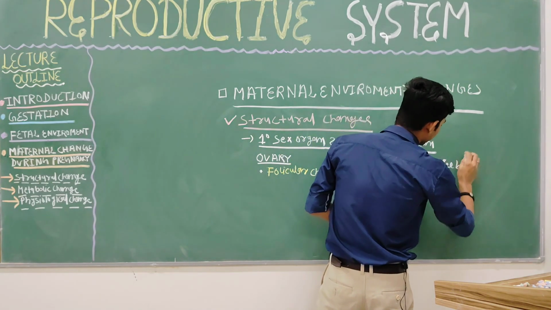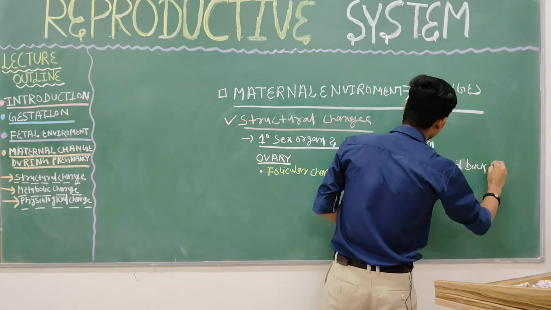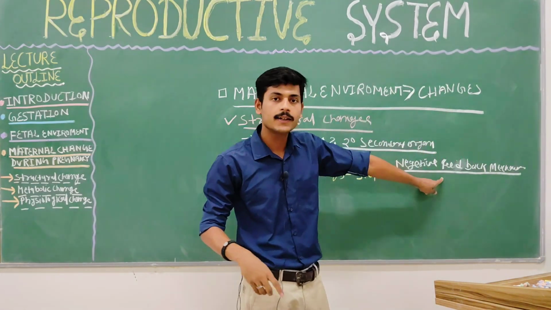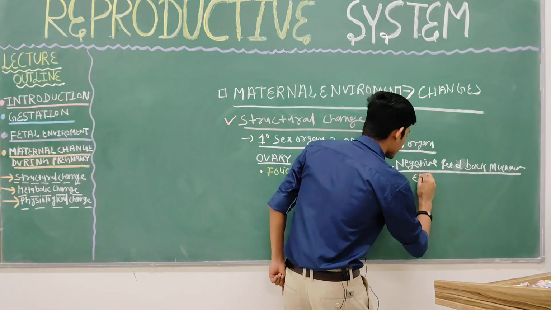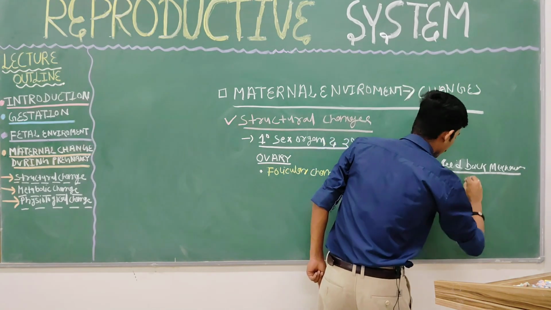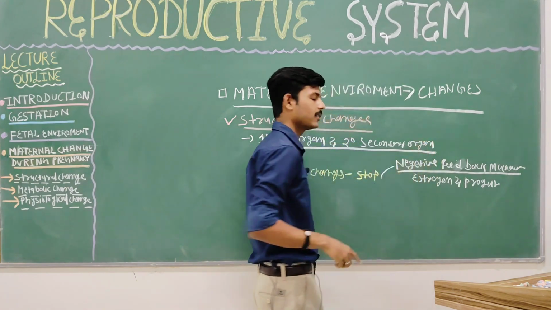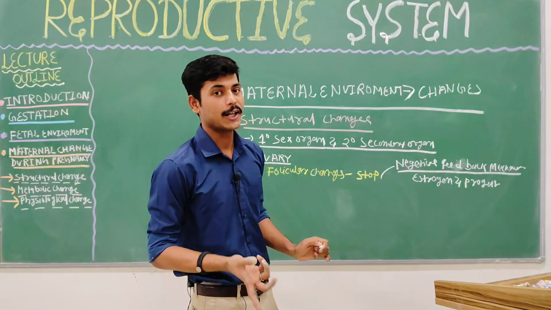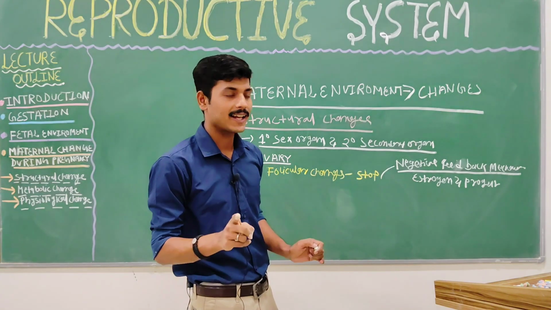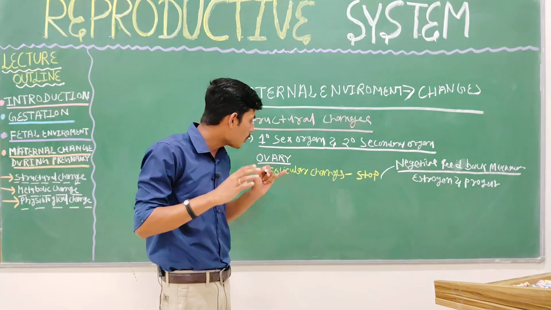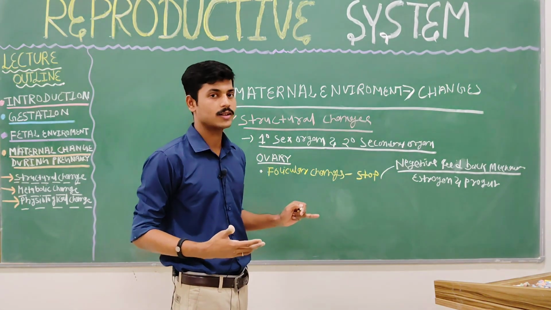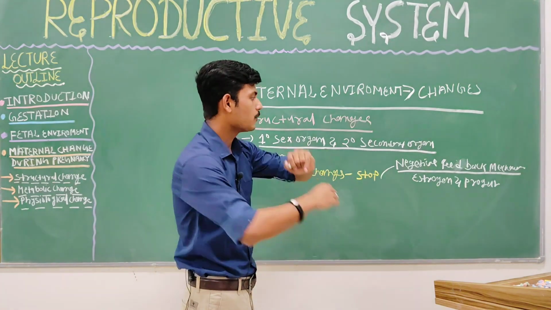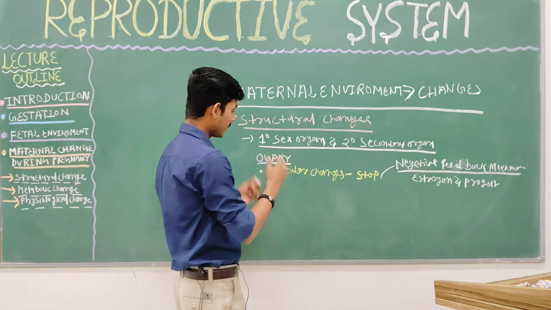Negative feedback mechanism. This mechanism is mediated by two hormones, that is estrogen and progesterone. These hormones send a signal to the hypothalamus to stop the secretion of FSH and LH, and due to the deficiency of FSH and LH, female follicular cells do not undergo proliferation, resulting in no menstruation. That's the one way.